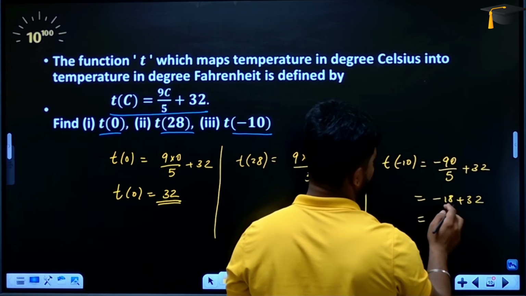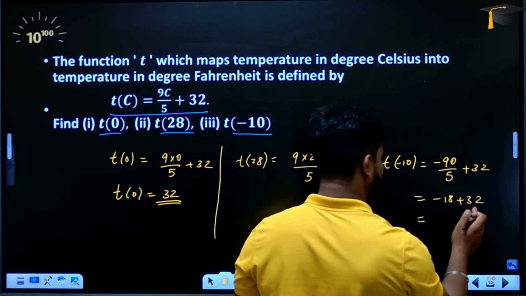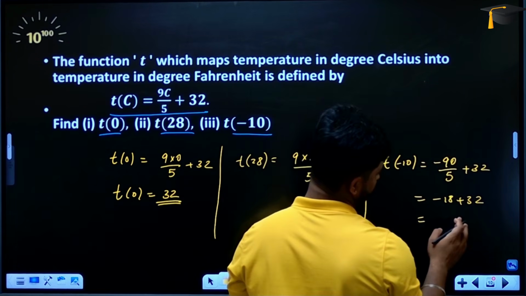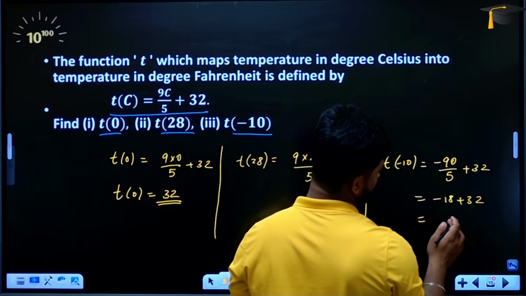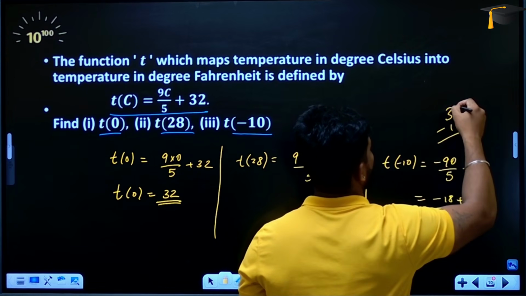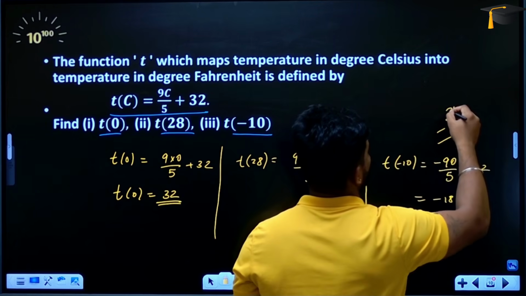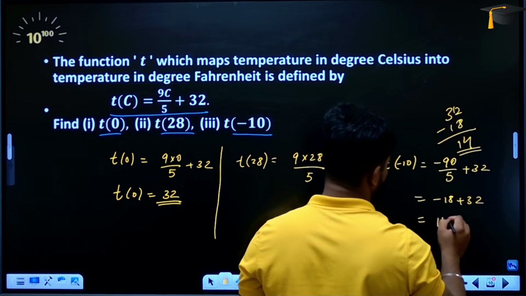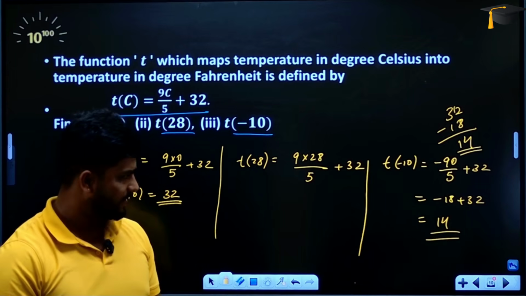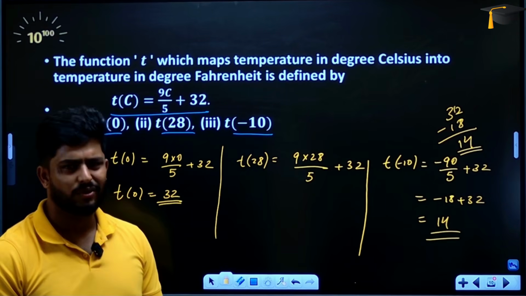Okay, so what is the number? 32 minus 18. My mind is not functioning. It's 14, right? So it's 14, yes, 14 is the right answer. I hope it is correct. Yeah, it's 14, correct.